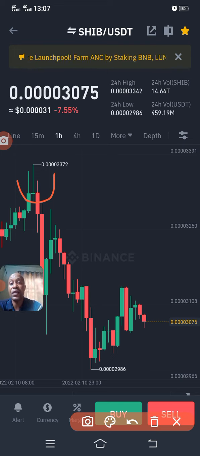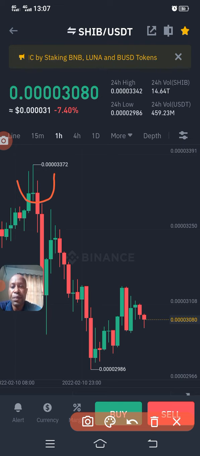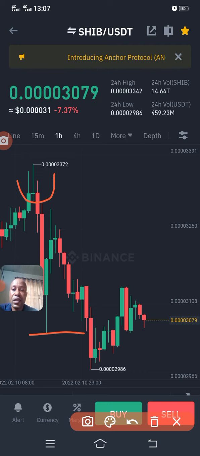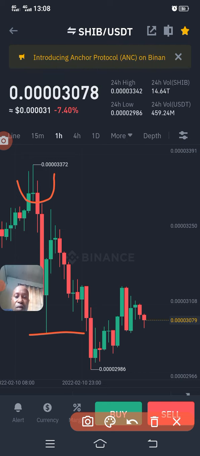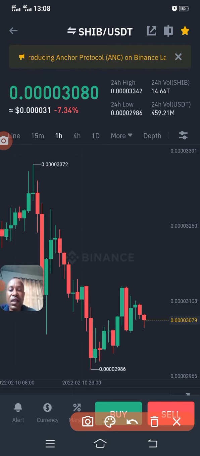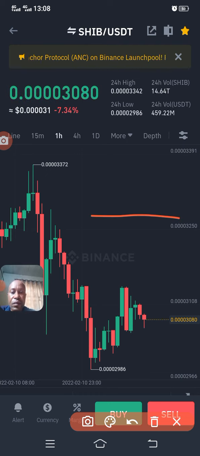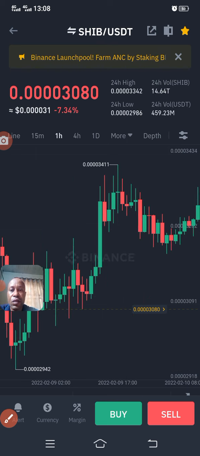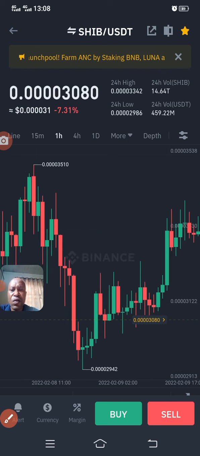Immediately you see this kind of candle at the premium, all you need to do is sell the market, and price came to this area. You see, price came to that area, and price continued to go down and down. Now you can see what happened. You can actually see these things I'm talking about. Even if you go on, you will see them, you can discover it.